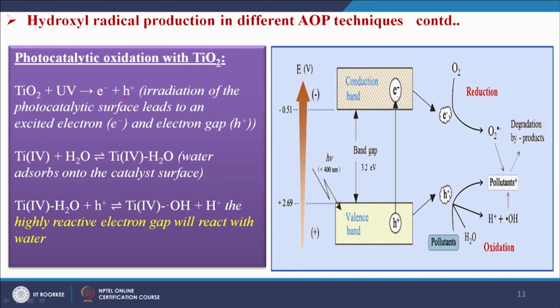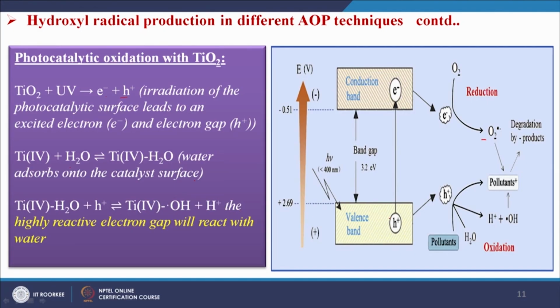Now, this electron will react with oxygen and generate the O2 dot minus moiety, and the H dot which is available with this TiO2 will help to produce OH minus, as shown here. The TiO2 will absorb H2O, and Ti4 plus with H2O gives Ti4 H2O, that is, water adsorbs onto the catalyst surface, and then this Ti4 H2O reacts with the electron hole. That will give us Ti4 OH dot plus H plus.